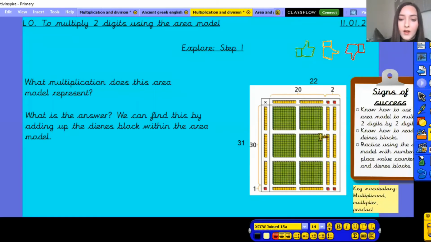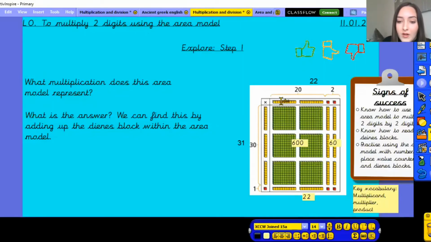Okay, so now we need to find the answer by adding up all of our Dienes blocks within the area model. So firstly, let's look at these green ones. So we know this is 100 and we have 6 lots of 100. So here we have 600. And now let's look at the bottom row. So here we have 2 tens and 2 ones. So our bottom row is 22. And then on the side here, we have 6 lots of 10, which would be 60.